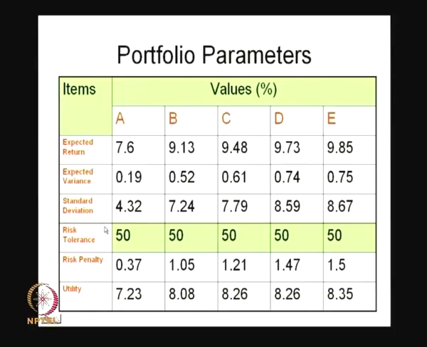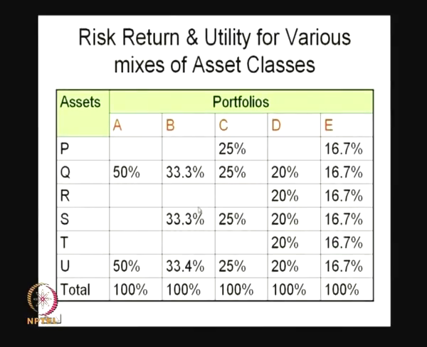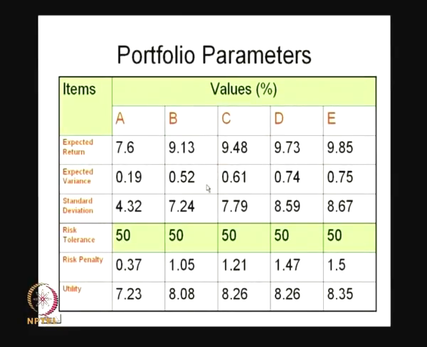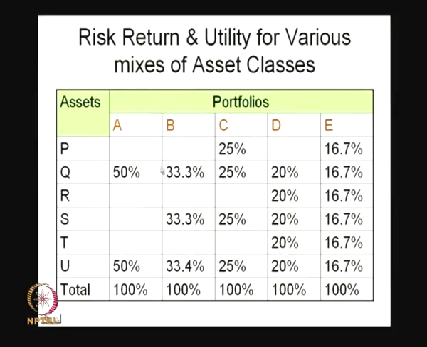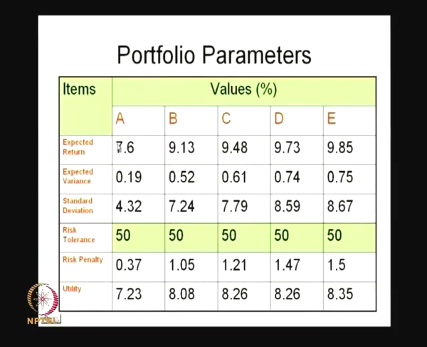Once we have calculated, we found, in the previous slide, the different allocations we have made. Maybe all the data is not given to you here, but for example, from the combination of A, we are getting a return of 7.6%. Already you know how we can calculate the return of the portfolio. We have invested 50% in Q and 50% in U, and this 50% multiplied by the expected return of Q plus 50% multiplied by the return of U gives you 7.6%, which is the expected return from portfolio A.